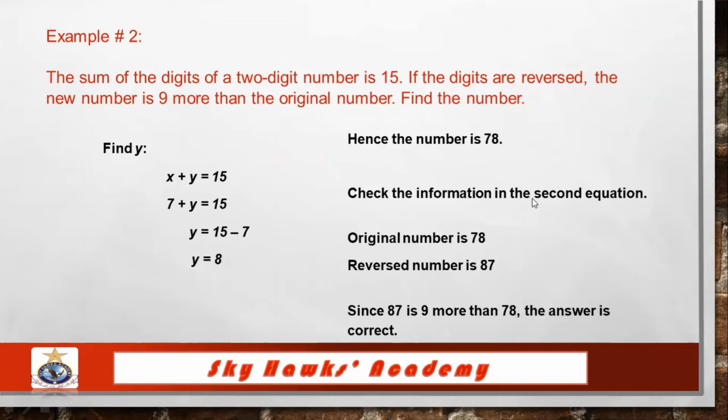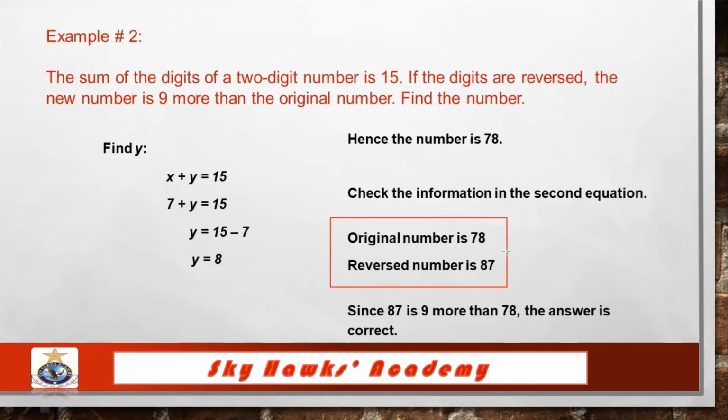Checking the information in the second equation, so we can put the values once again. We are reversing, so it will become 87. It's the original one. Can you see this? The original number is 78, and the reverse number is 87.